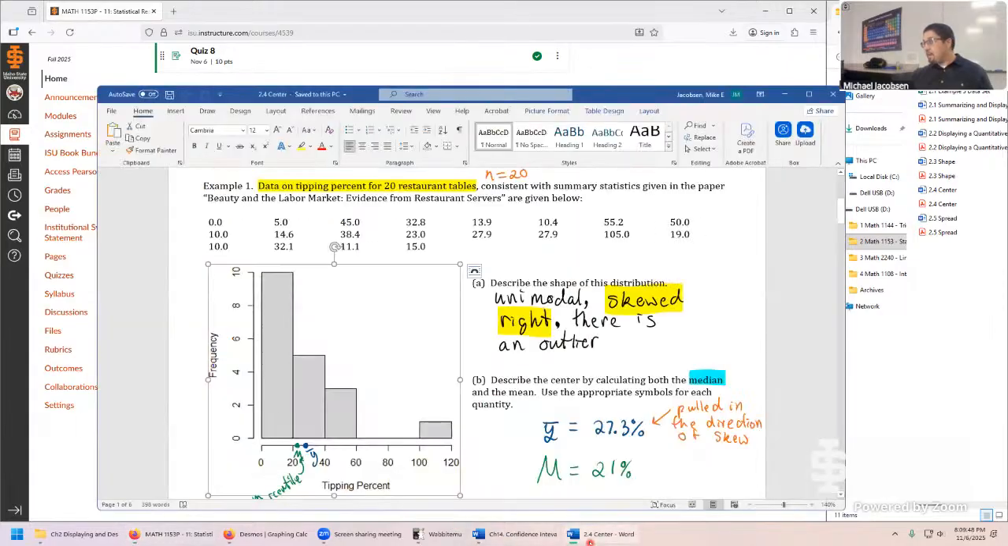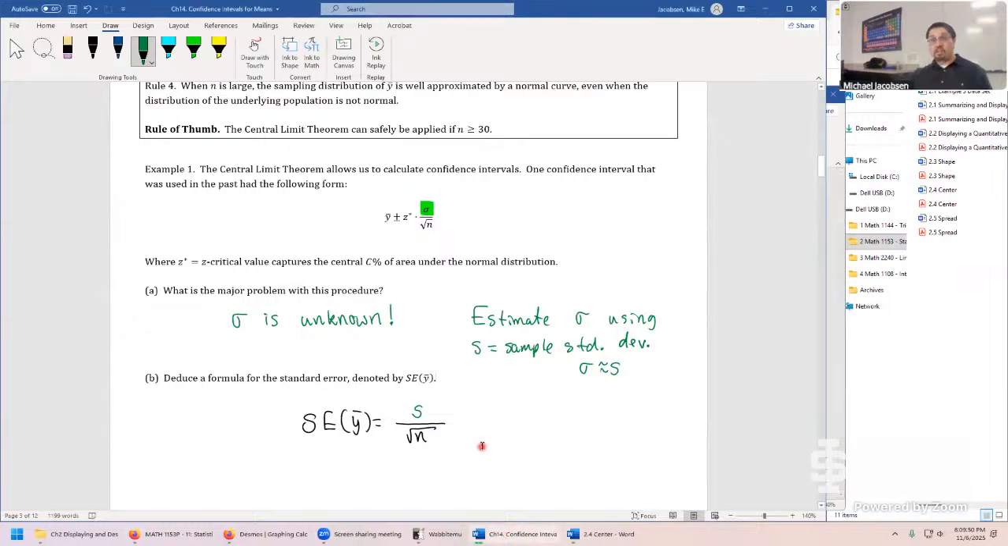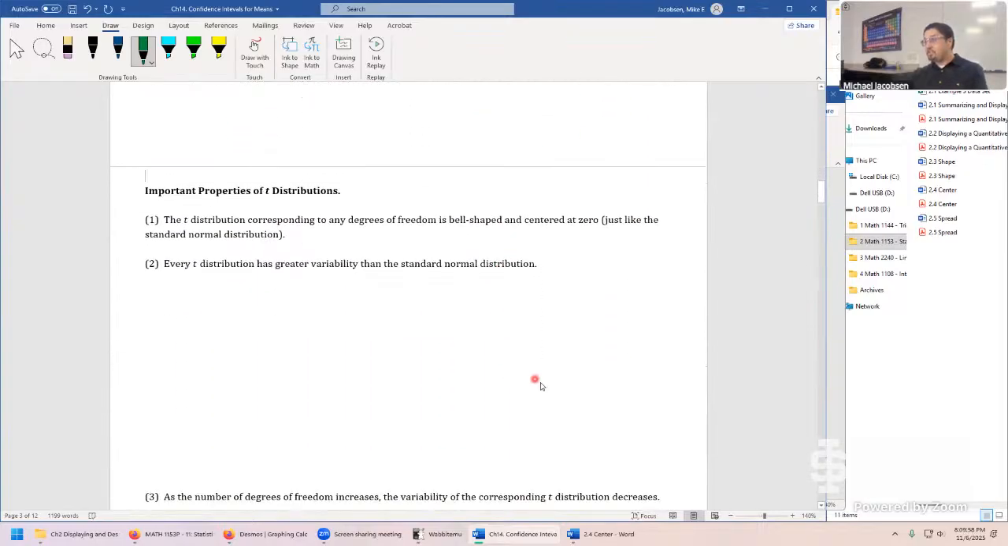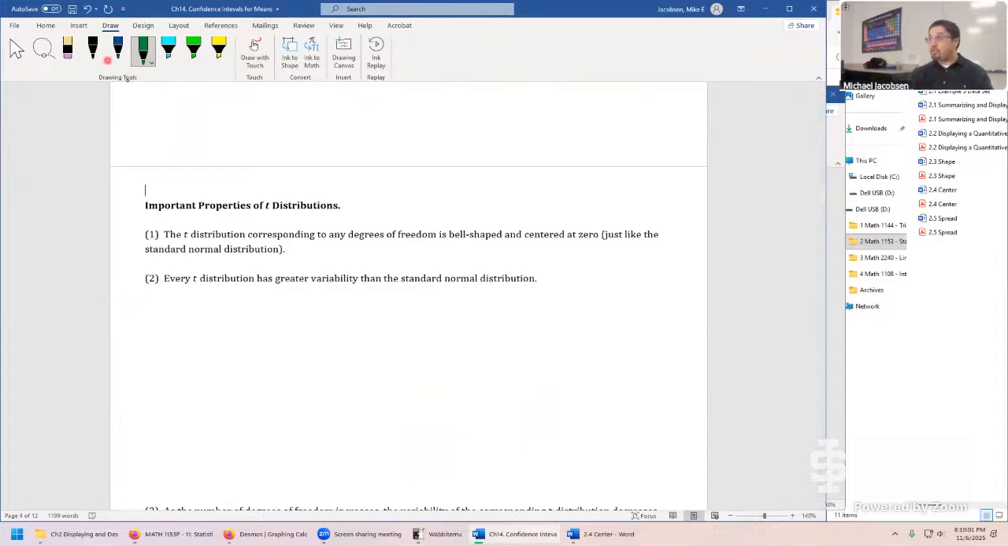This is a profound statement for what we're going to look into: the fact that what goes here is not Z star, it's something else, something called a t-distribution, or sometimes referred to as Student's t-distribution. This is Gosset when you see this. Student's t-distribution.